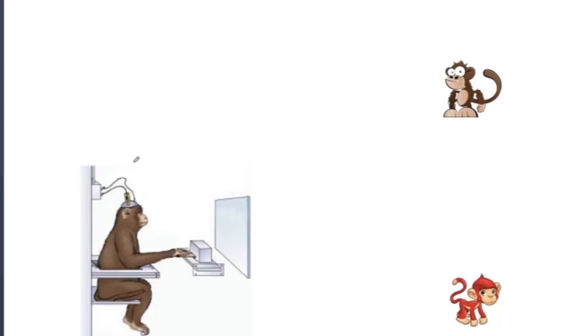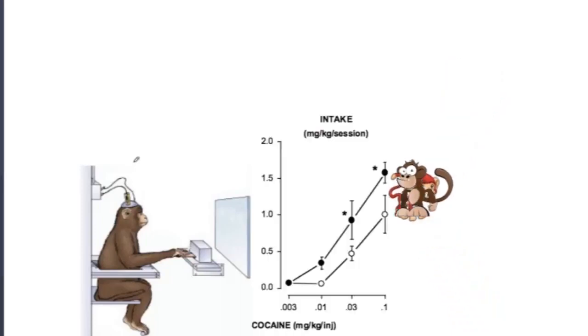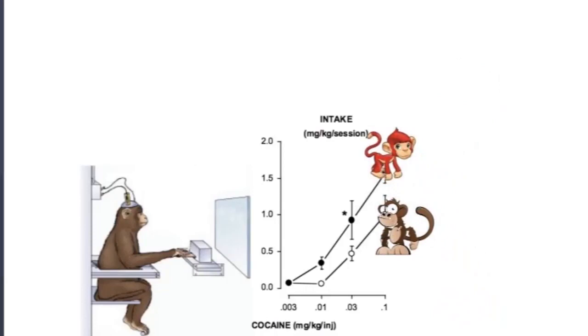If you put these monkeys in an environment and then you start to give them cocaine, and see how much cocaine they would use, the subordinate monkey would significantly use a higher level of cocaine. So it seems that they need more reward, because this one already has enough reward, but this one starts to use more cocaine.